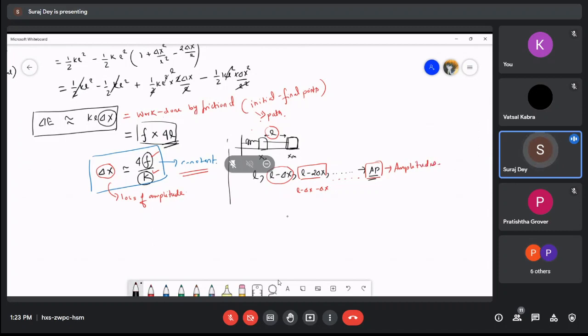And say you want to find the number of cycles. So let's say the number of cycles is n. You want to find the number of cycles when this block will come to rest. It will come to rest if this block returns to the equilibrium position, right? And when the block comes to the equilibrium position, there is no spring stretch. So the amplitude has to be 0. So what is the amplitude at the nth cycle?